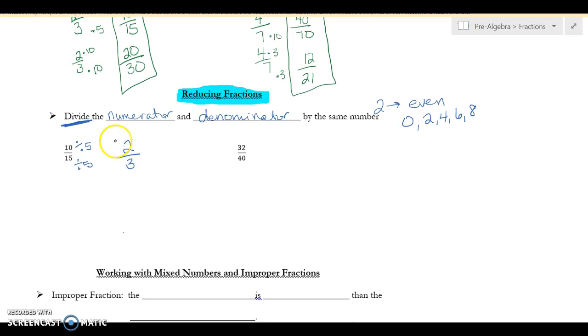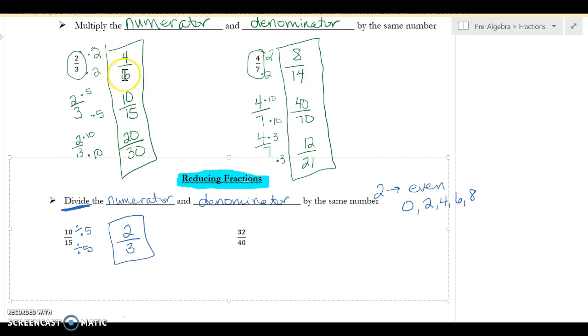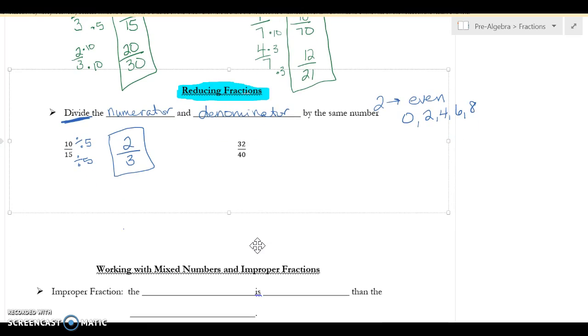So you are done with that, because that's the smallest number. The difference between these two types of problems is up here, you are trying to find bigger numbers. Down here, you're trying to find the smallest one possible. All right, let's look over here, 32 over 40.